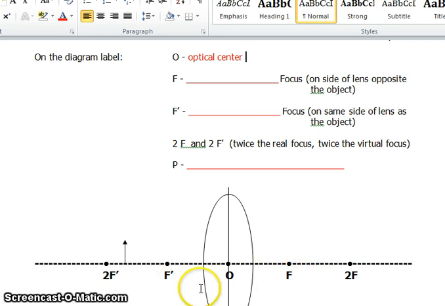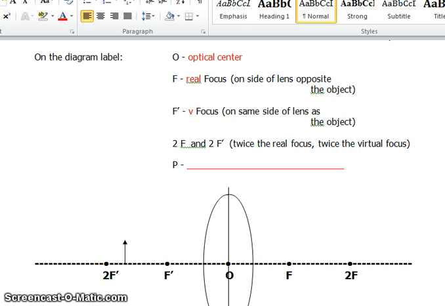We now have two focal points. We have F, which is the real focal point, and we have F prime, which is the one down here on the left. F prime is the virtual focal point. This is because for a lens, unlike mirrors, the left-hand side is virtual and the right-hand side is real. The last thing we have is the same as mirrors, and that's the principal axis.